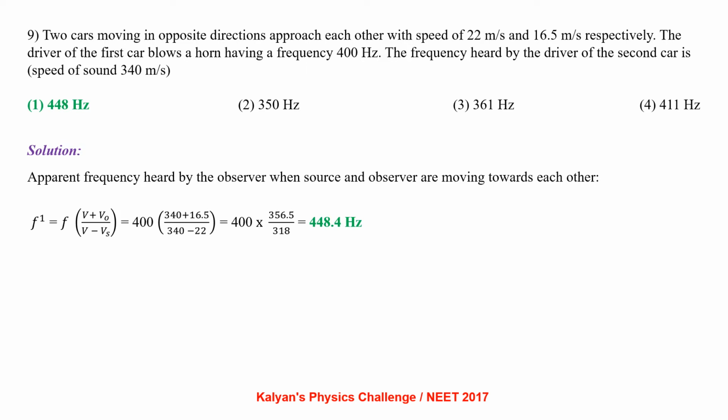Here you can see the two cars are approaching each other, so that is equivalent to observer and source moving towards each other. When both of them are moving towards each other, the observer will listen a higher frequency. The formula is given by f dash equal to f of (v plus v naught) by (v minus vs). So by substituting the given values, we get the frequency heard by the observer as 448.4 Hz.